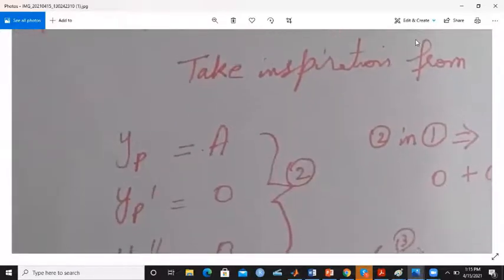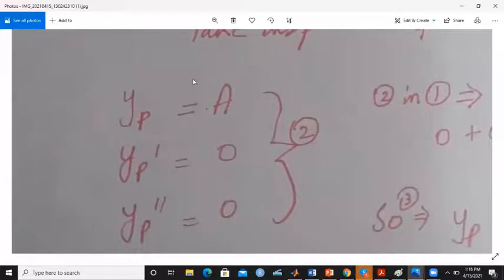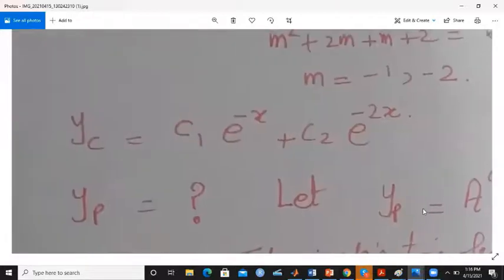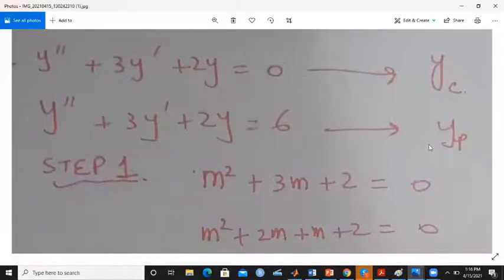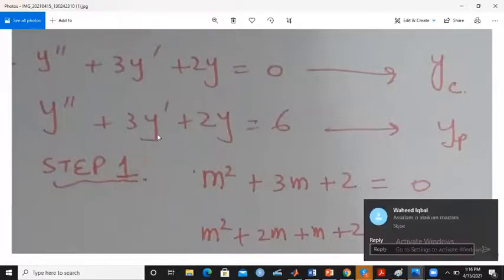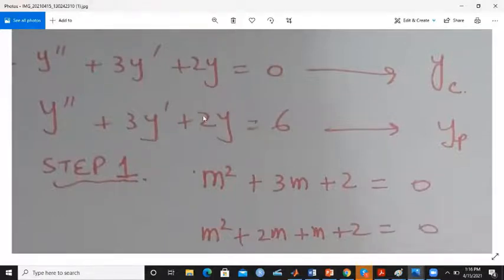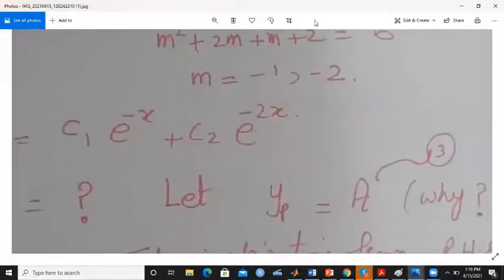Now if yp is A, what is its derivative? It is a constant, so its derivative is 0 and its double derivative is 0. I'm going to put these values because I'm saying that yp is a solution of the given non-homogeneous differential equation. So I will put yp double dash, yp dash, and yp in place of y double dash, y dash, and y. I will substitute these values here, and I will compare the coefficients of the like terms. Let us do it together.